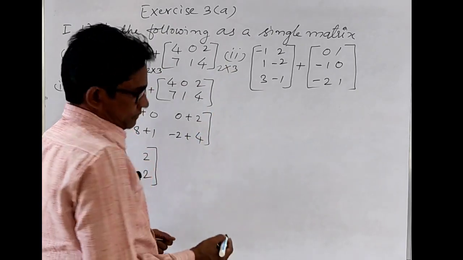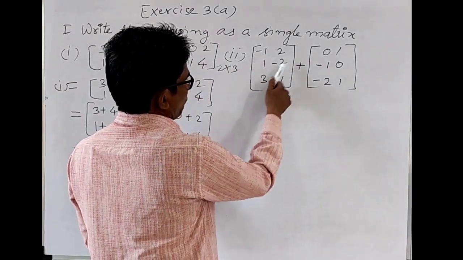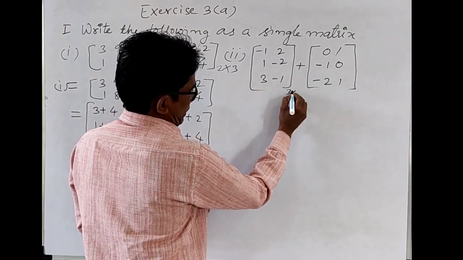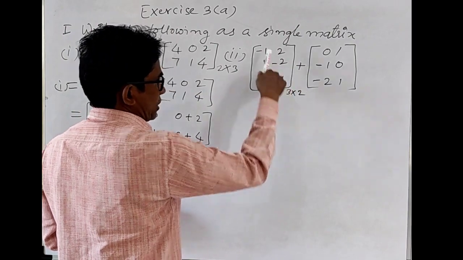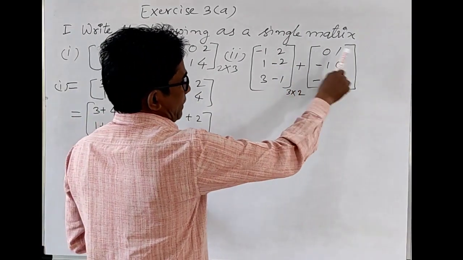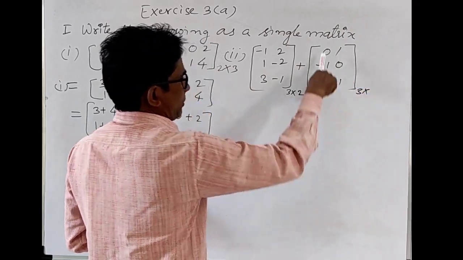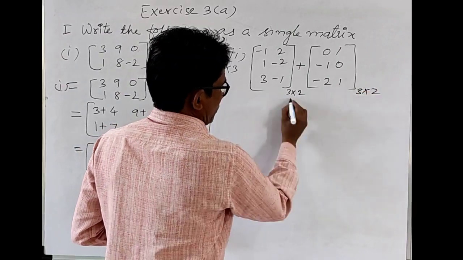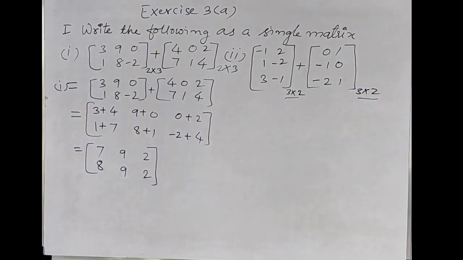Now look at the second one. What is the order of this matrix? 1 row, 2 row, 3 row. Columns, 1 column, 2 column. Therefore the order of this matrix is 3 cross 2 or 3 by 2. Then the order of this matrix, 1 row, 2 row, 3 row. Columns, 1 column, 2 column. Now both having the same order, therefore addition is possible.